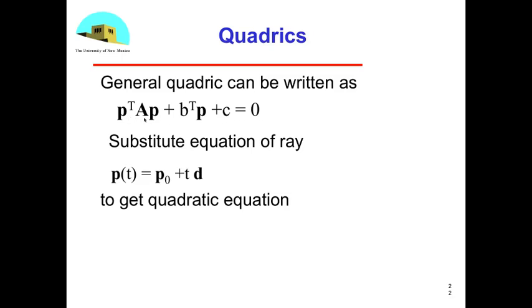But for a quadric, we said that we've done this when we talked about curves and surfaces. Every quadric can be written in this form, where A is a symmetric matrix. I stick this in. Now I get, as we've said, a quadratic equation, and I can solve that.